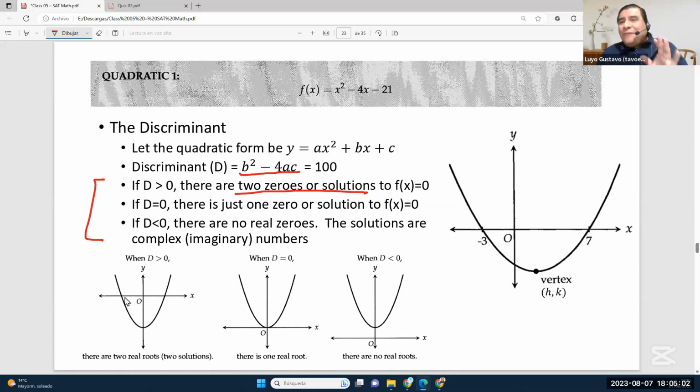What does that mean graphically? When there are two solutions, that means that the parabola cuts the horizontal axis in 2 points. When there is just one solution, it means the parabola is tangent to the x-axis in the vertex. But when there are no real solutions, when the discriminant is negative, that means that the parabola doesn't cut the horizontal axis, okay? Like this.